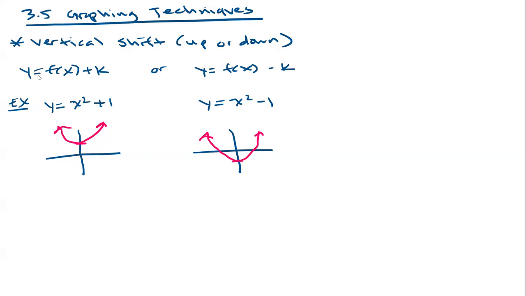So if you have a function that says y equals f(x) plus k or y equals f(x) minus k, for example, like x squared plus 1 or x squared minus 1, that means that if the number is outside of that x squared or that function, then if it's a positive one, you go up, and if it's a negative one, then you go down. Okay, so positive one, go up; minus one, you go down. All right, so that's a vertical shift.